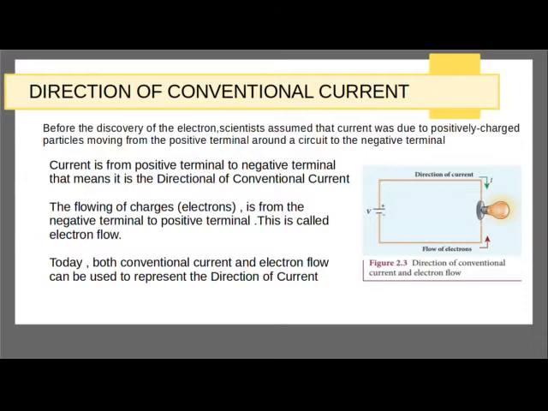The flow of charges like electrons is from the negative terminal to the positive terminal. This is known as electron flow. Today, both conventional current and electron flow can be used to represent the direction of current.